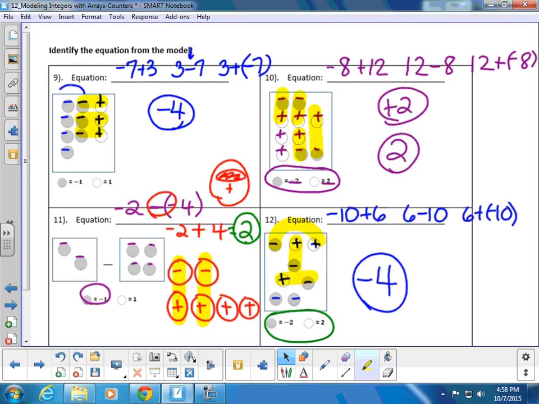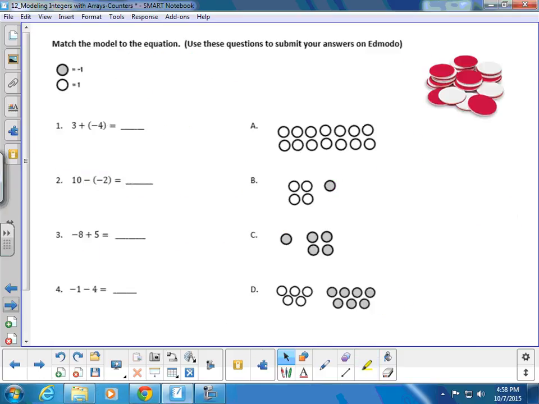If not, bring in your questions and we'll go over it in class on Friday. For your homework, look on page 28. This is just like what we did before. You are going to use these questions to submit your answers to the quiz on Edmodo.